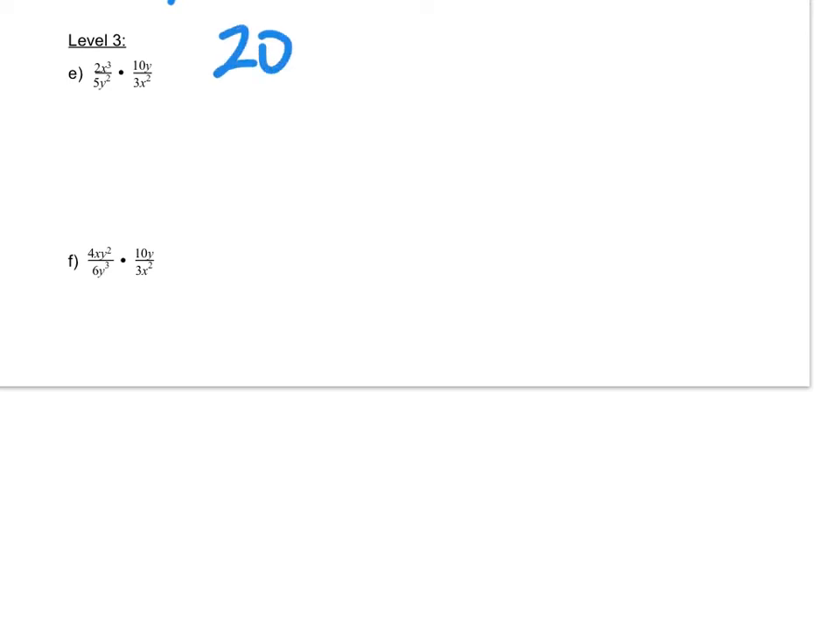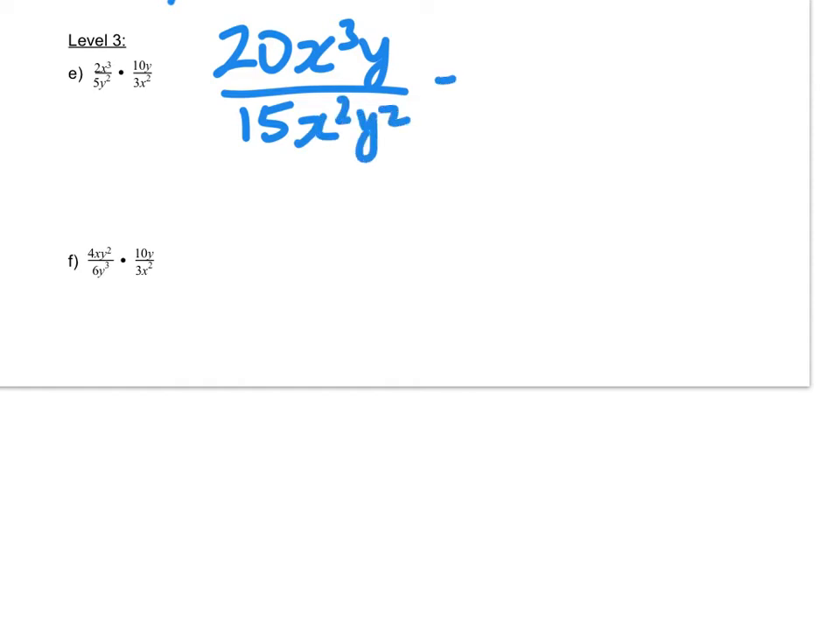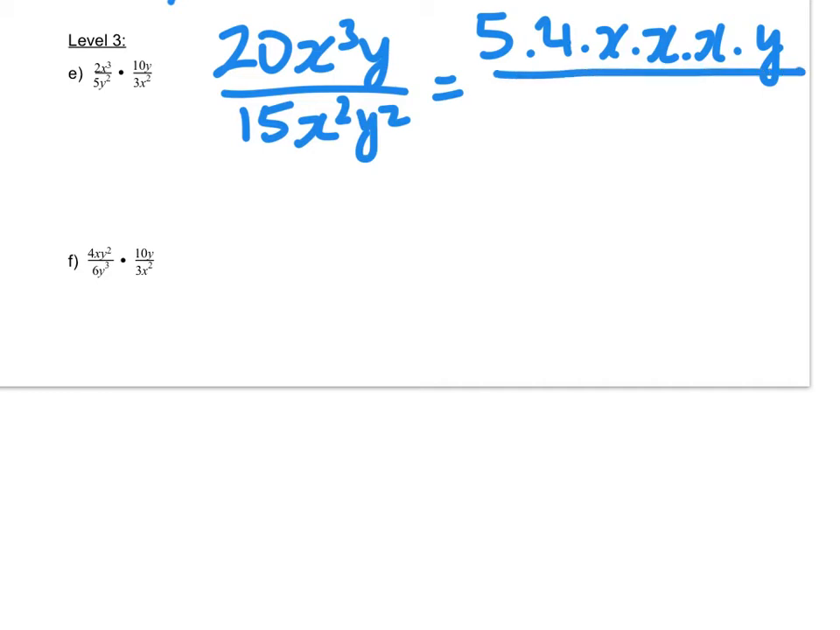So you're going to have 20x cubed y. 5 times 3 is 15 x squared y squared. Now, because we have one term on the top and one term on the bottom, we can just expand this out. If we look at what's common, it's going to be 5. So we can write the 20 as 5 times 4 times x times x times x times y. On the bottom, it's 5 times 3 times x times x times y times y.